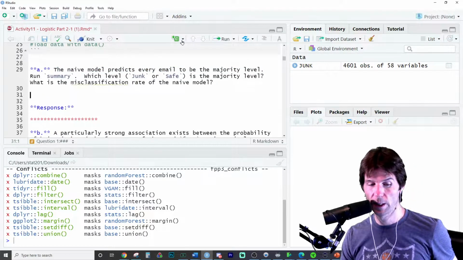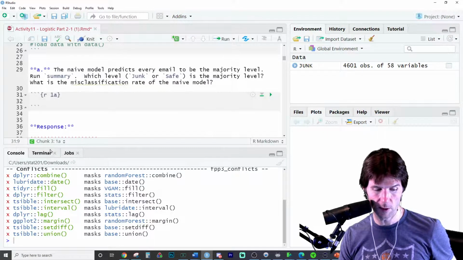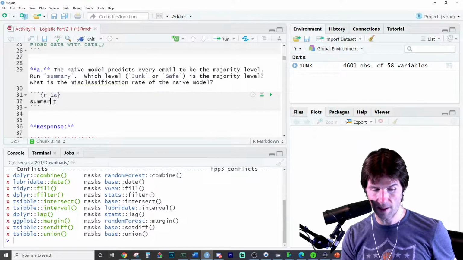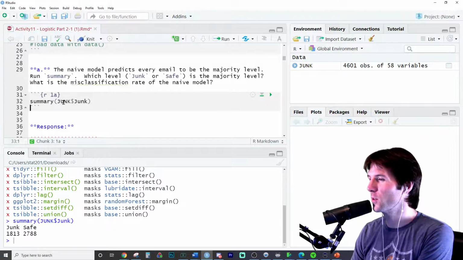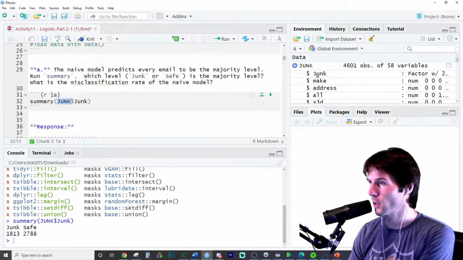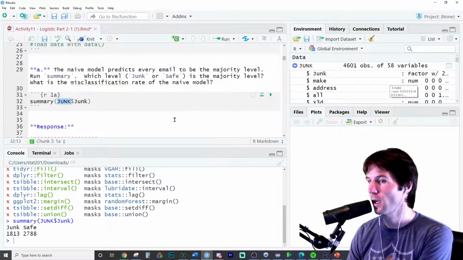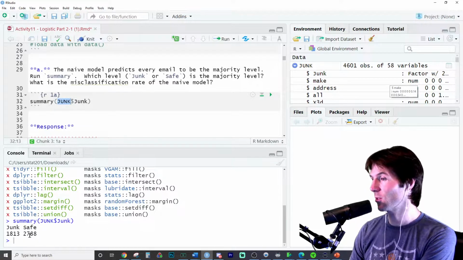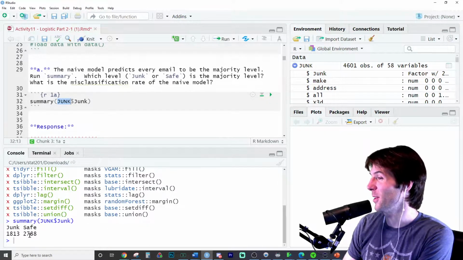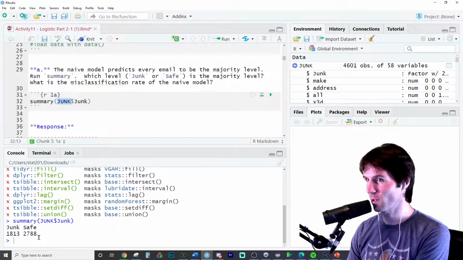Just walking through. So we need to put in our chunk really quick. We'll call this 1A. We can go back to it anytime if we want, going to 1A. And let's go here to summary of our junk data, $junk. One of the confusing things about this data set is the data set is called junk, and then there's the variable inside of it called junk, which is a 2-level categorical, so we can do logistic on it. Now, if you notice right here, most emails are safe. This might be an older data set, right? Most emails are safe, and 1,813 of them are junk.